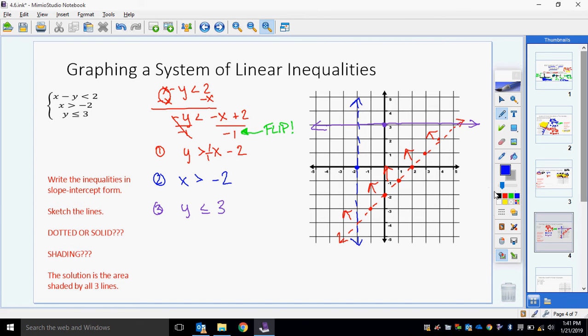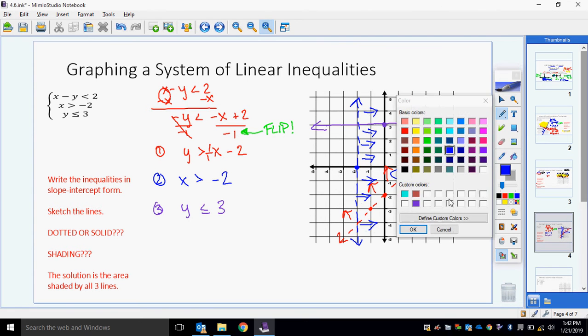Greater than. Blue says x is greater than negative 2. So which side of the blue line are the x's greater than negative 2? So I have x's on this side. Take a look at those numbers. And I have x's on this side of the blue line. Take a look at those numbers. Which ones are greater? So obviously we'd want the right side of this blue line.